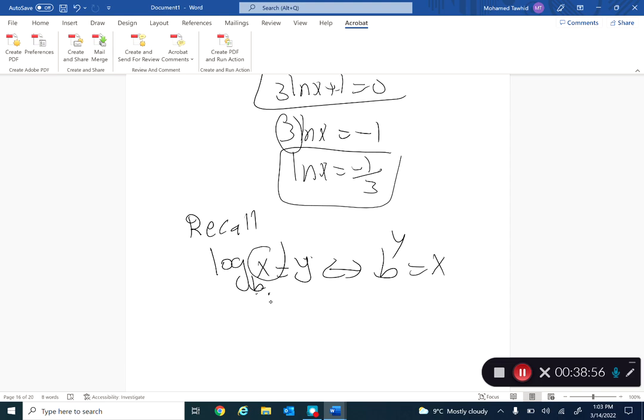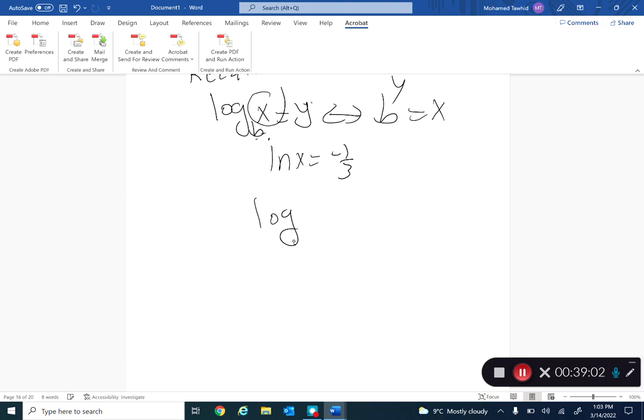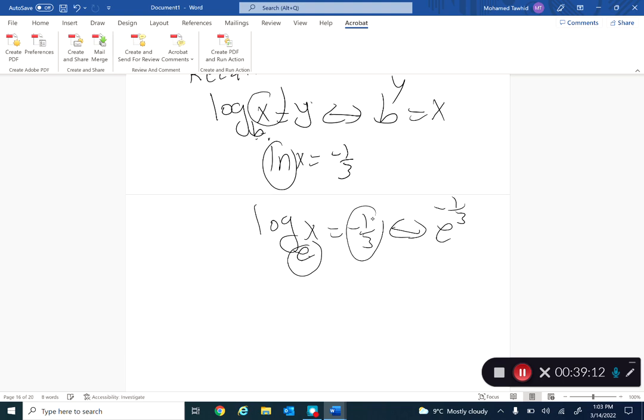So here ln x equals negative 1/3, and that is log base e of x equal to negative 1/3. What is the equivalent? That is your b. It will be e to the power negative 1/3 equal to whatever is inside here, which is x. All right. So that is our answer.